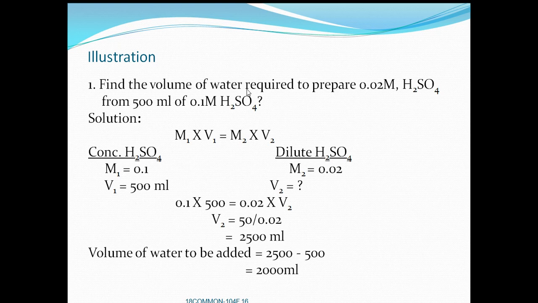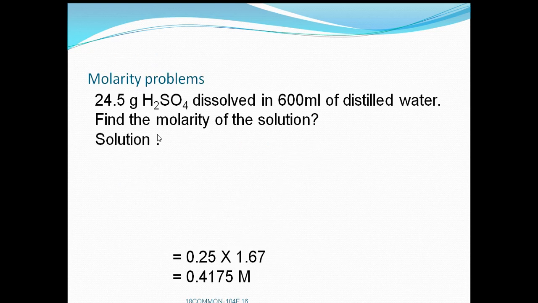So this is very important. Why? Because in lab experiments also we can use this dilution law. M1V1 by N1 equal to M2V2 by N2 like that. So in the laboratory also we use this dilution formula. That's why you have to remember that. What is the formula? M1V1 equal to M2V2.